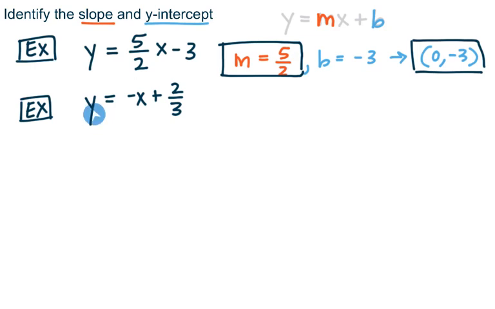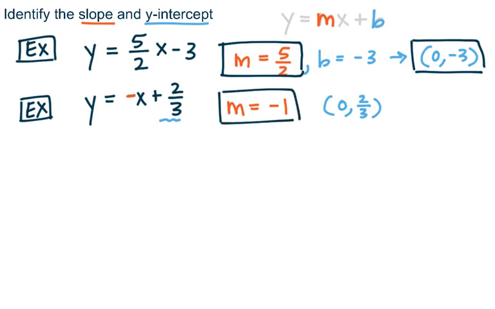For a following example, we now have y equals -x plus 2/3. Now remember, the coefficient in front of x is going to represent slope. So in this case, it looks like there's no number there, but that slope is actually m equals -1. Negative x means -1 times x. And my b value being 2/3, that means my y-intercept is the ordered pair 0, 2/3. So again, we have found the slope and y-intercept.